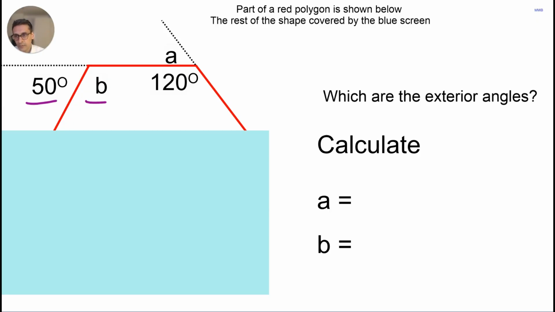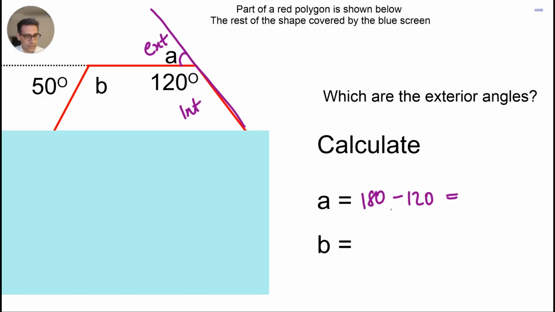So you have 4 options here. Make a decision for yourself. There's going to be 2 of these that are exterior angles. So if this is the red shape, then you extend the line. You can see that this is your exterior, this is your interior. So the exterior angle is A, which is 180 minus 120. So 180 minus 120 is 60.